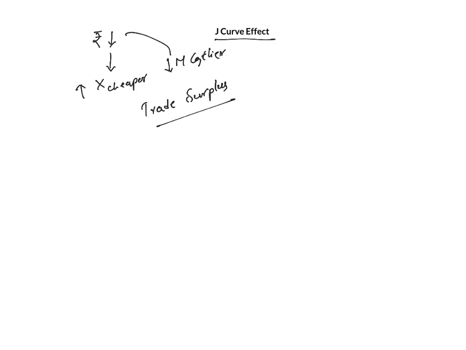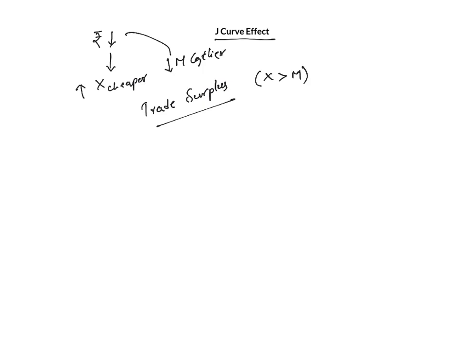J-curve effect. As we have seen in the previous video, when the rupee depreciates, exports become cheaper, hence they tend to rise, and imports become costlier, and that might lead to a fall in imports. That might lead to a trade surplus for a country, I mean to say a situation where exports would be greater than imports.